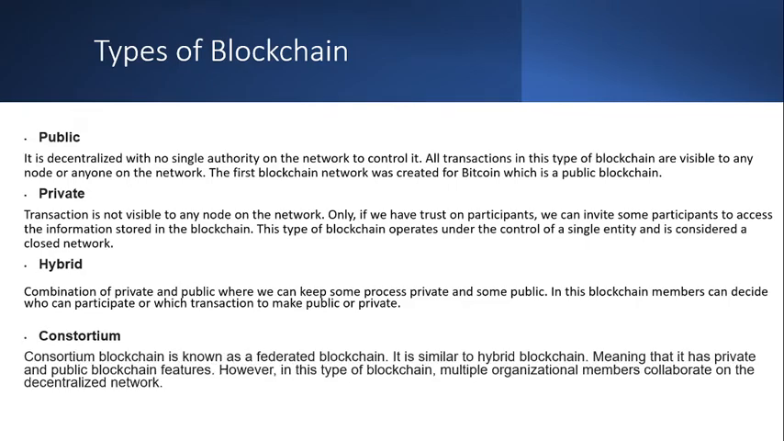The last one is a consortium blockchain. Consortium blockchain is known as a federated blockchain. It is similar to the hybrid blockchain, meaning that it has private and public blockchain features. It's the combination of the private and the public, like a hybrid. However, in this type of the blockchain, multiple organizational members collaborate on the decentralized network to form a chain.